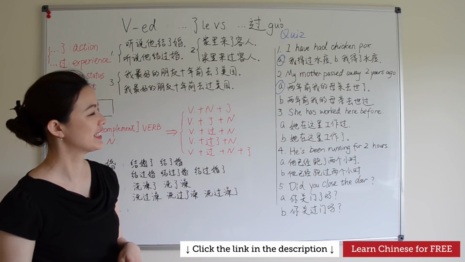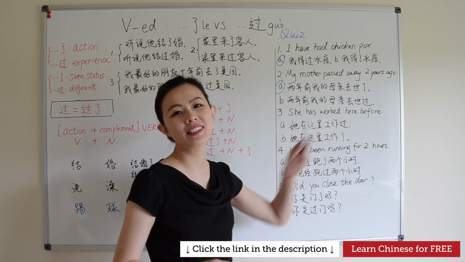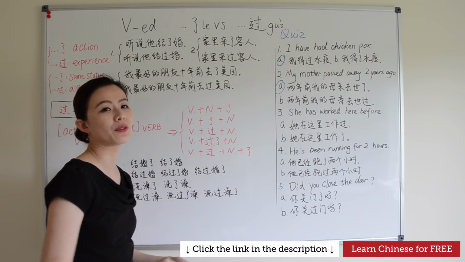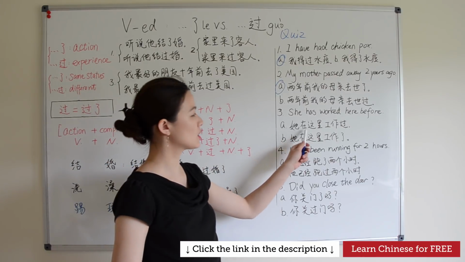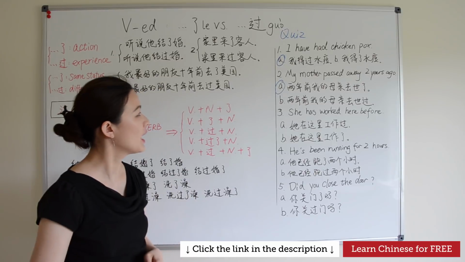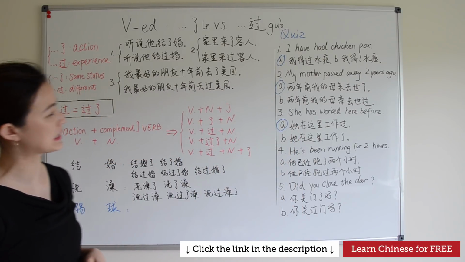Okay, the third one. She has worked before. Very clear, it's an experience that's in the past. She's worked before. So 她在这里工作过. She has worked before. Oh, so far we got all A's.